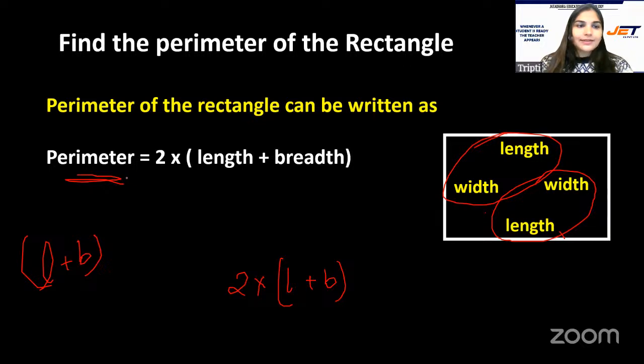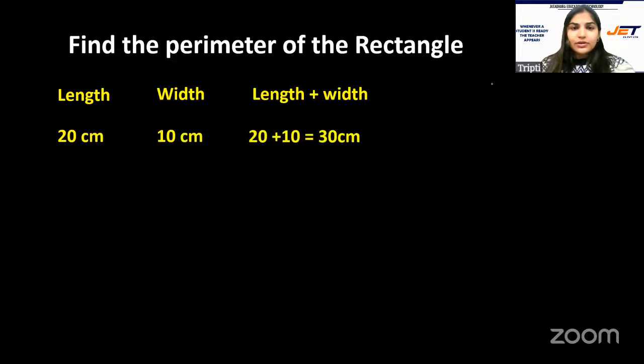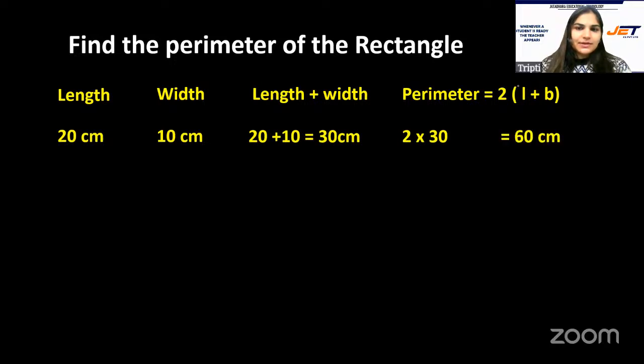Okay, let's move on to some other questions, right? Here we go. Find the perimeter of the rectangle. This is the length and this is the width. You need to find what is length plus width here. Look, length plus width is 20 plus 10, which is 30. Perimeter is 2 times the length plus breadth, 2 times 30, which is equal to 60.